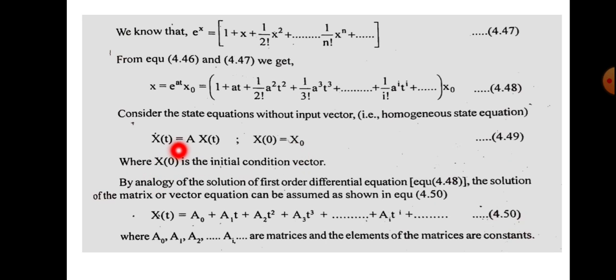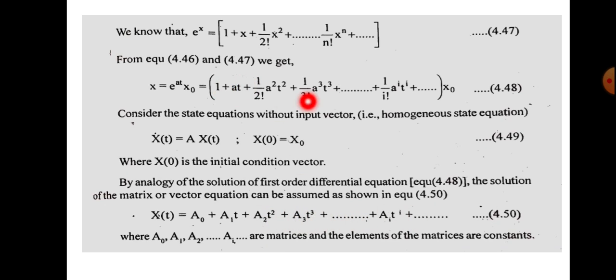So here we can write x of t in terms of this series. If we multiply 1 with x0 and at with x0, we will get a into x0 into t, where a into x0 is a constant. Since x0 is a constant, we can write x of t as a0 plus a1t plus a2t square plus a3t cube plus etc.